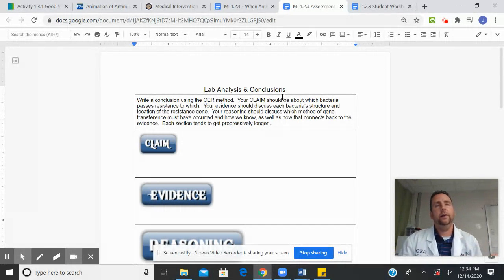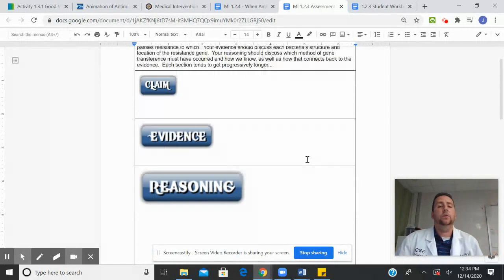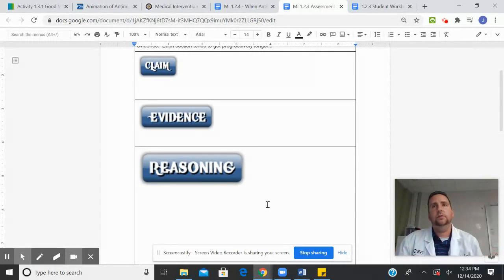So was it on the nucleoid? Was it on the plasmid? What was resistant to what? Also, your reasoning should discuss which method of gene transference must have occurred and how we know, and how that connects back to the evidence. So was it conjugation, transformation, transduction?